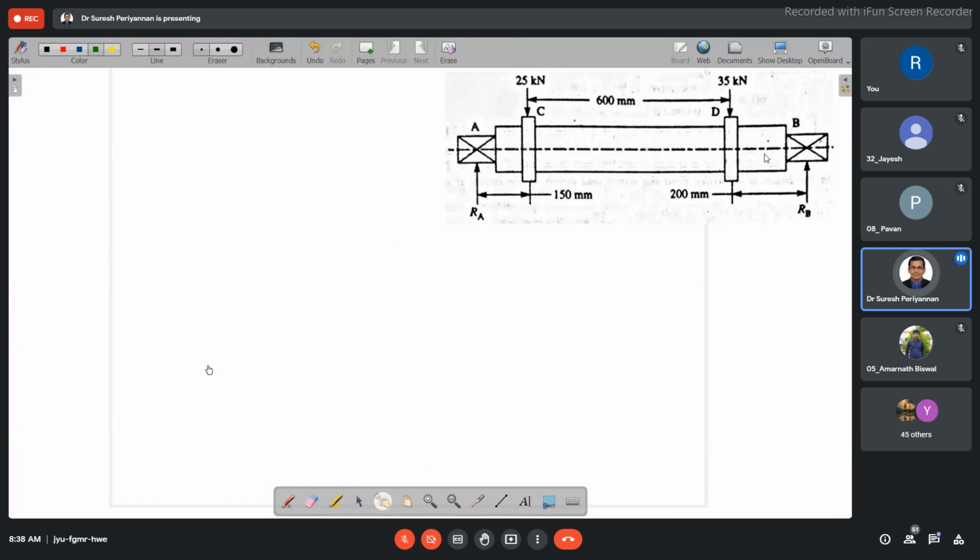You can try to solve this problem, because now I'm not going to explain in more depth, but we just need to know the reactions. Anyone try to find out and tell me the reactions: the left hand side support reaction RA and the right hand side support reaction RB. What is the reaction force? Someone calculate and tell me.